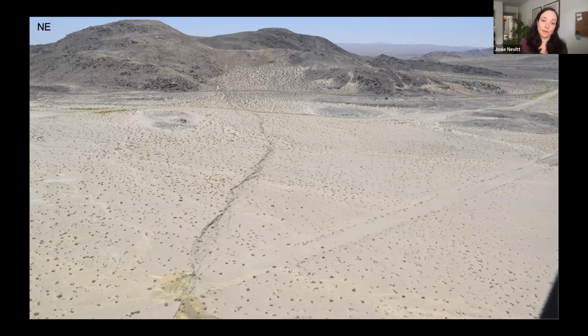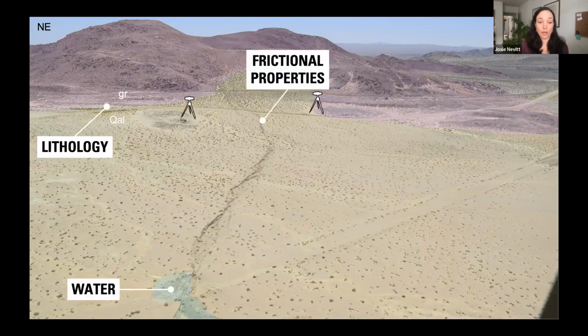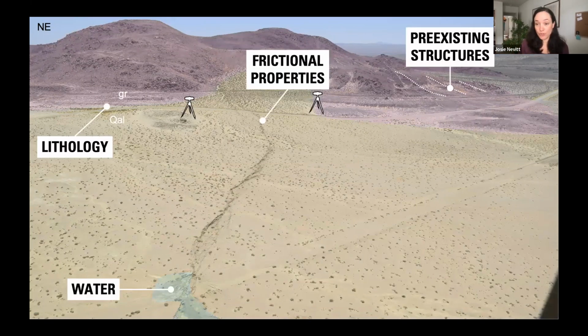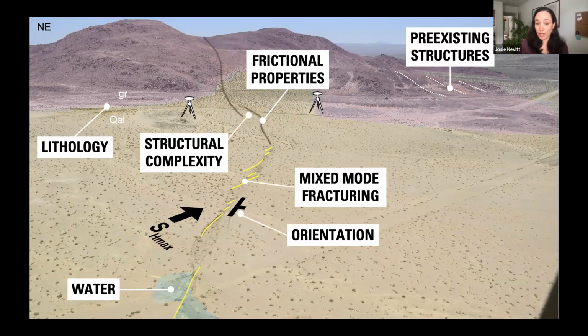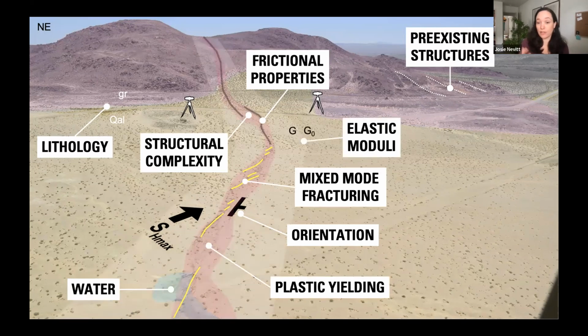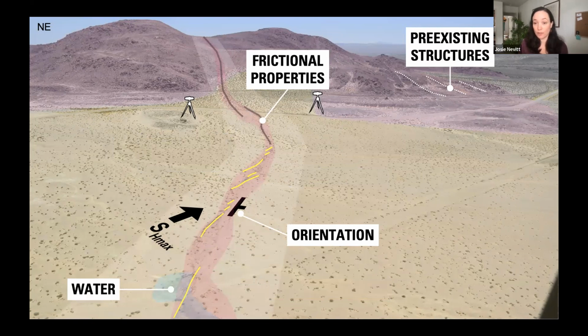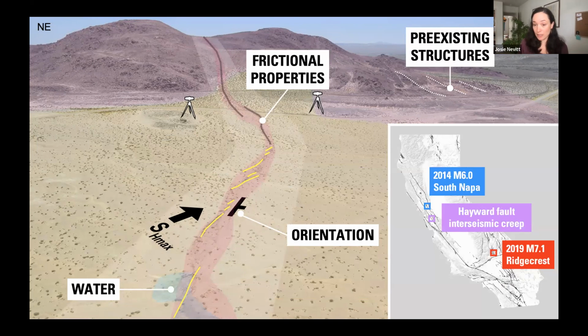So when I think about fault and rupture zone processes, I think about the various factors that can be affecting the temporal and spatial distribution of fault slip. So that includes lithology, water, frictional properties of pre-existing structures that can affect the orientation relative to the background stress field, mixed mode fracturing to actually reach the Earth's surface, structural complexities, plastic yielding within the fault zone, and changes in the elastic moduli. So I'm going to touch on most of these topics today, but I'm really going to focus on these 4 and using these 3 case studies.